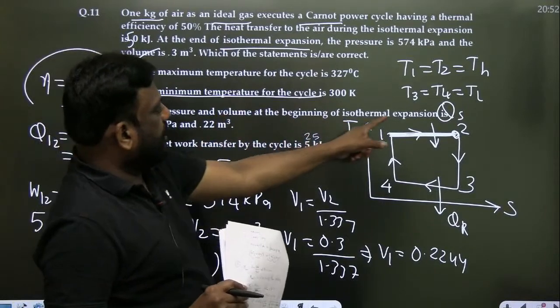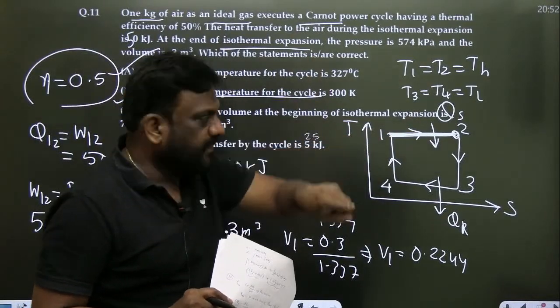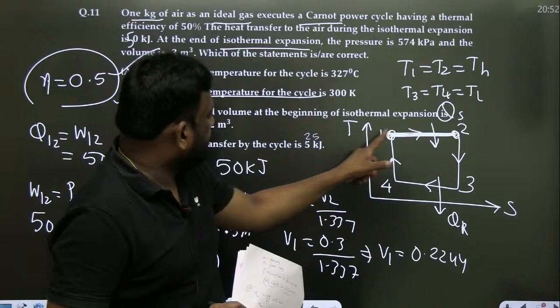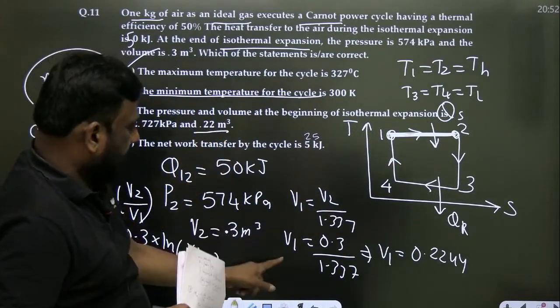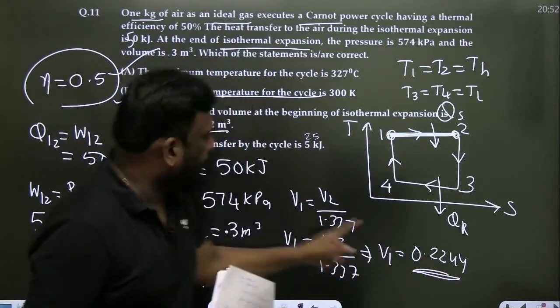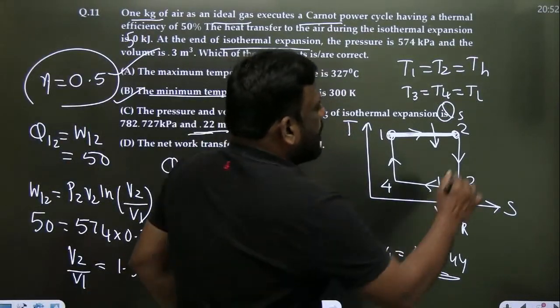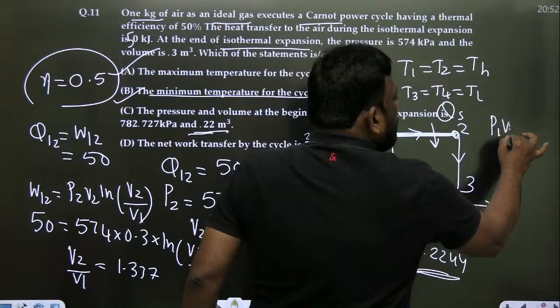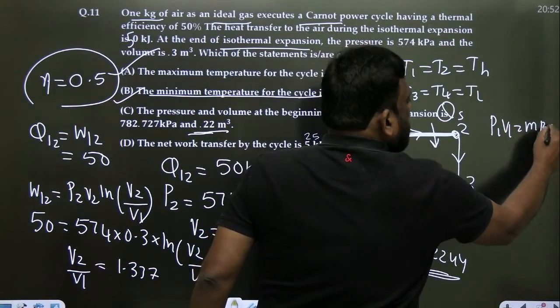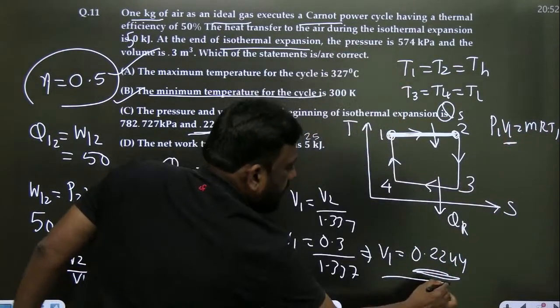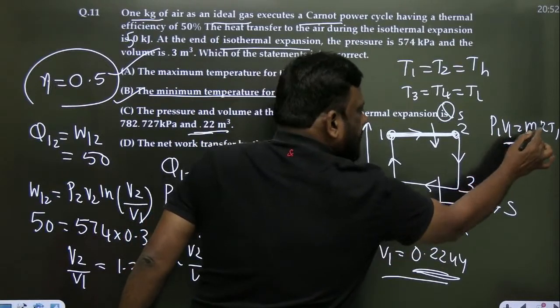And pressure and volume at the beginning of isothermal expansion पूछा है. Beginning of expansion means 1. Already we have calculated volume at 1. इधर देखो 0.2244. Now let us calculate the pressure. इधर देखो कैसे calculate करेंगे? P1 V1 is equal to mR T1. Already V1 is calculated and mass is known, R is known, T1.